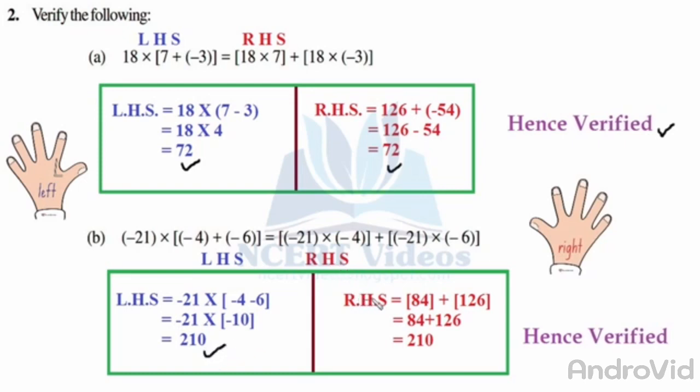Now solving right hand side. First we will solve this bracket. 21 into 4 is how much? 84. And minus minus is plus. Therefore you write 84. Now plus as it is. Again we have both negative. So the answer will be minus minus is plus. And 21 sixes are 126.